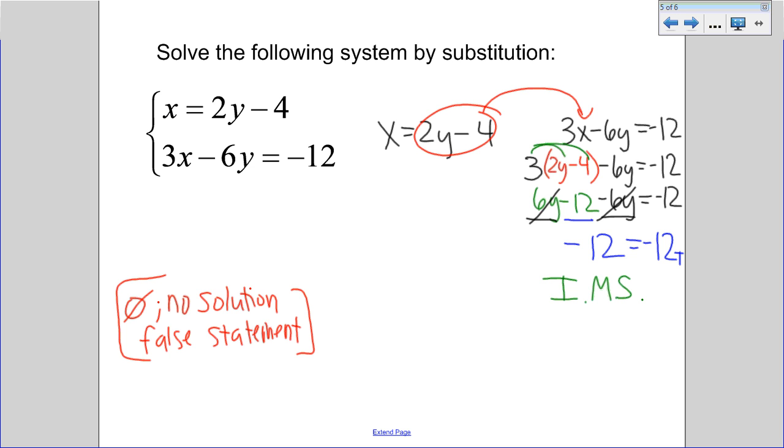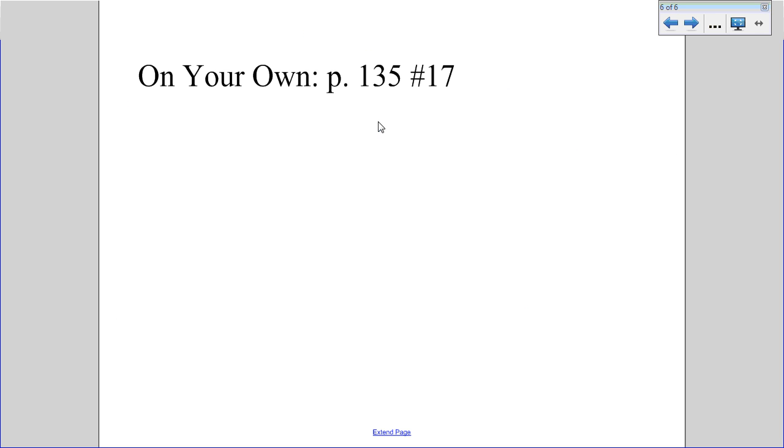All right? So your job now is to do the second on your own. It's still on the handout. Page 135, number 17. Ladies and gentlemen, I will see you in class tomorrow.